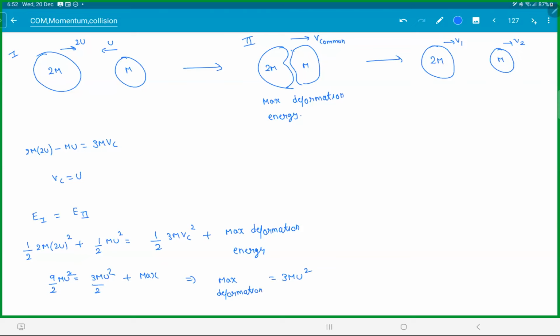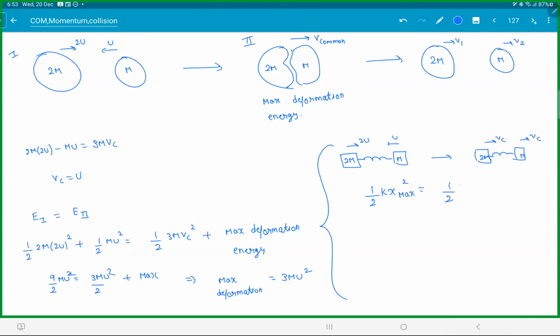And there's a much faster way to do this thing. If you can think of like this whole question looks like this: 2m and m. This is 2u. This is u. What I'm asking indirectly is maximum deformation. Because see, the mathematics doesn't care whether it is a collision or whether it is a spring, isn't it? And if you remember the result, what was this? Half k x max square is half mu reduced mass v relative square. This is your maximum compression energy, isn't it? This is your max deformation.